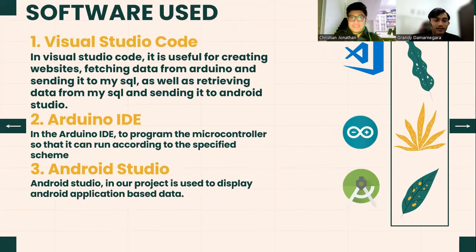Software used. The first thing, we use Visual Studio Code, which is useful for creating the website, fetching data from Arduino and sending it into MySQL, as well as verifying data from MySQL and sending it to Android Studio. Second, we have Arduino IDE, to program the microcontroller so that it can run according to the specific scheme. And the third is Android Studio. In our project, it is used to display data in an Android application.